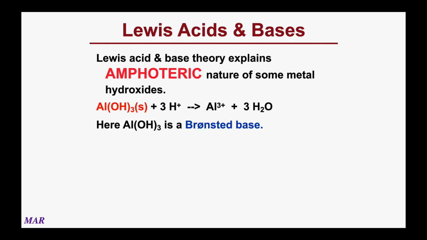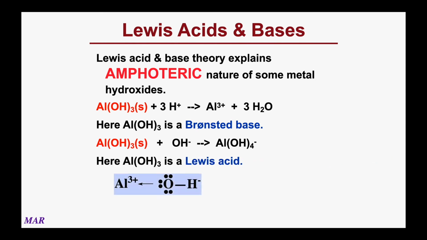Aluminum is a great example of an amphoteric atom. In this case, aluminum hydroxide is reacting with H+. The H+ is reacting with hydroxides to make water. You end up with Al3+. In this case, aluminum hydroxide is acting as a Bronsted base. The hydroxide is accepting the H+ to make water. Aluminum's kicked out. So in this case, aluminum hydroxide is acting as a Bronsted base.